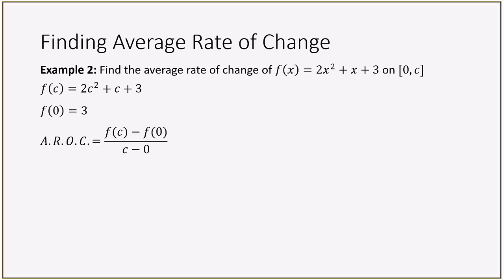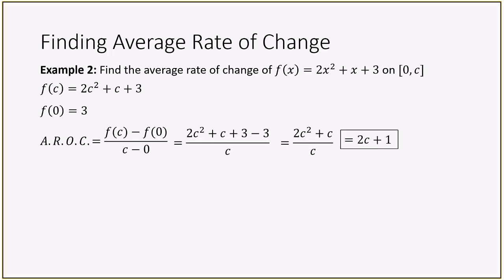So I'm just going to plug those two things into my fraction. I'm going to subtract, and then I'm left with 2c squared plus c over c. Now, since both of those terms in the numerator of the fraction have a c in them, I can actually divide both parts by c. 2c squared divided by c is 2c, and c divided by c is 1, so I'm left with 2c plus 1.